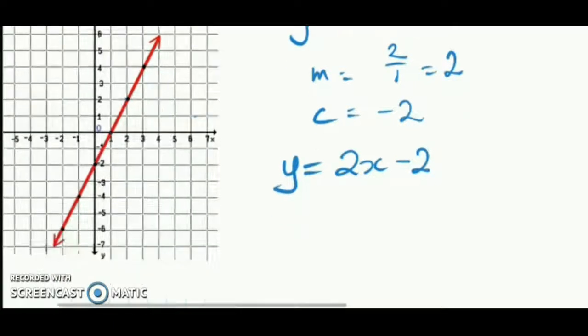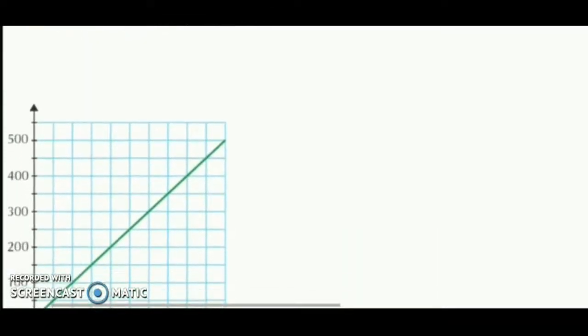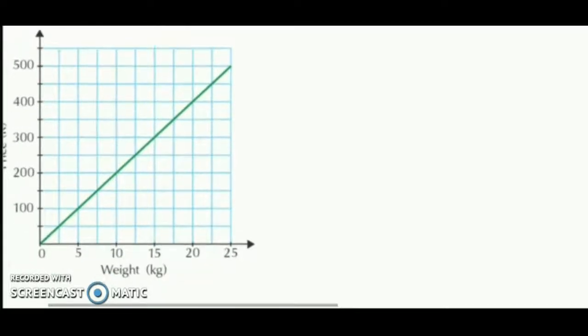Okay, this other one's got 2 slight differences. It gets quite a bit more difficult here for 2 reasons. The first reason is it's cutting here at 0. Well, it's not so difficult. It's cutting the y-axis at 0. Well, straight away, the y-intercept is 0. So that wasn't so difficult after all. But here's the tricky part.